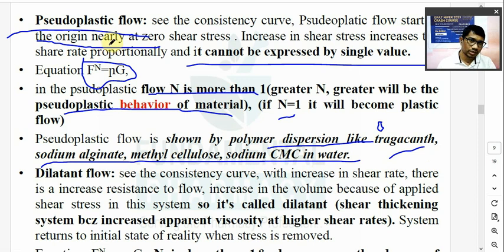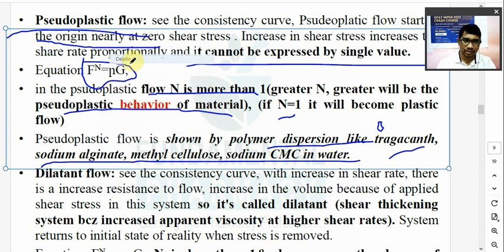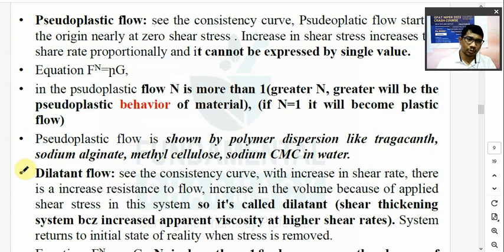Pseudoplastic flow कौन दिखाता है? क्वेश्चन इसके ऊपर भी आ चुका है. Pseudoplastic flow is shown by the polymer in the solution. या ये ही टर्म याद रखो, polymer in the solution. पॉलीमर कौन है? ट्रागाकैंथ पॉलीमर है. सोडियम आर्जिनेट पॉलीमर है. मिथाइल सेलुलोज पॉलीमर है. पॉलीमर है ना.